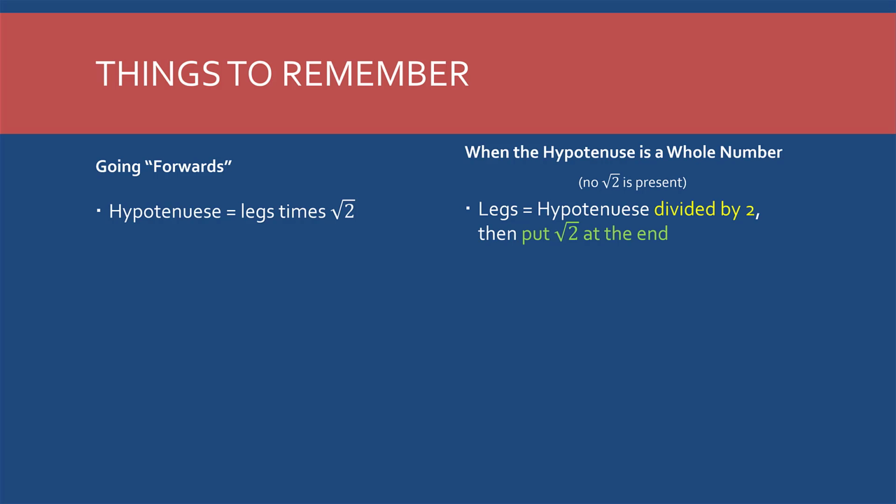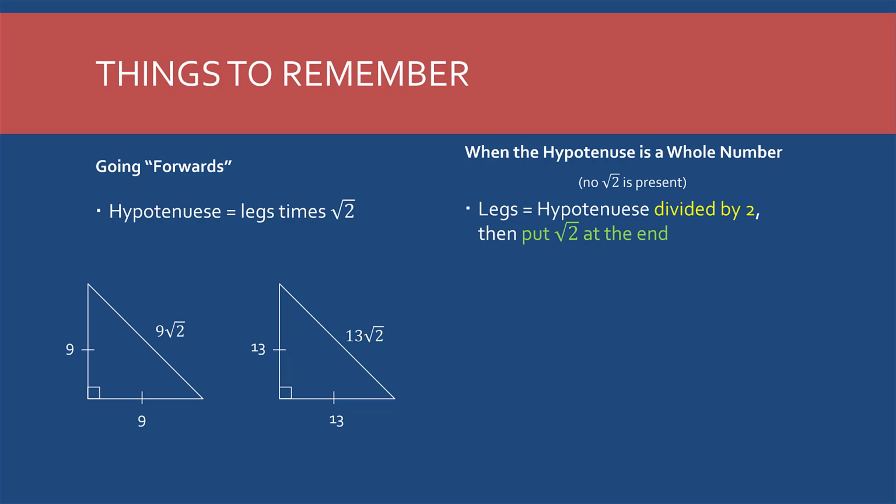So a few things to remember. If we're going forwards, or the most common way, the hypotenuse equals the legs times square root 2. So here are two examples. If I am given my leg lengths, those congruent sides, all I need to do is take that length and put a square root of 2. So that would make it a 9 square root of 2. Or if I'm given the hypotenuse and the hypotenuse has that square root of 2 in it, all I'm going to do is drop that square root of 2 off and get 13 for each of my side lengths. So 13, 13, 13 square root 2.